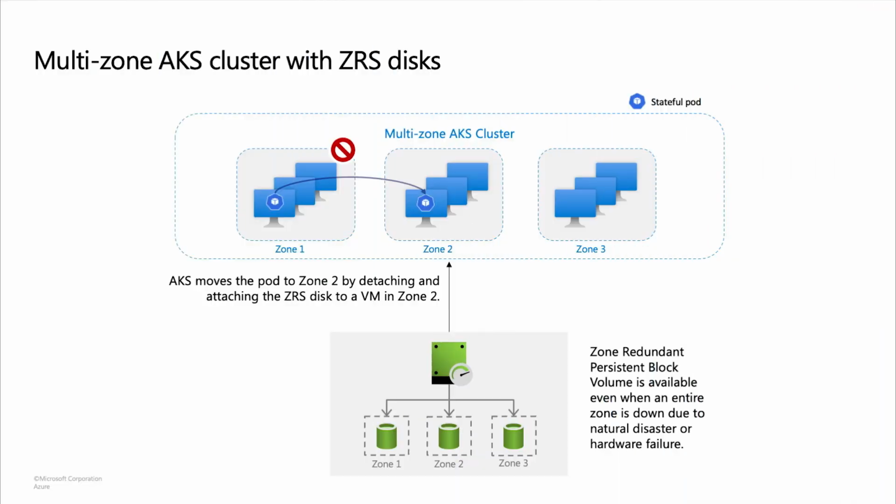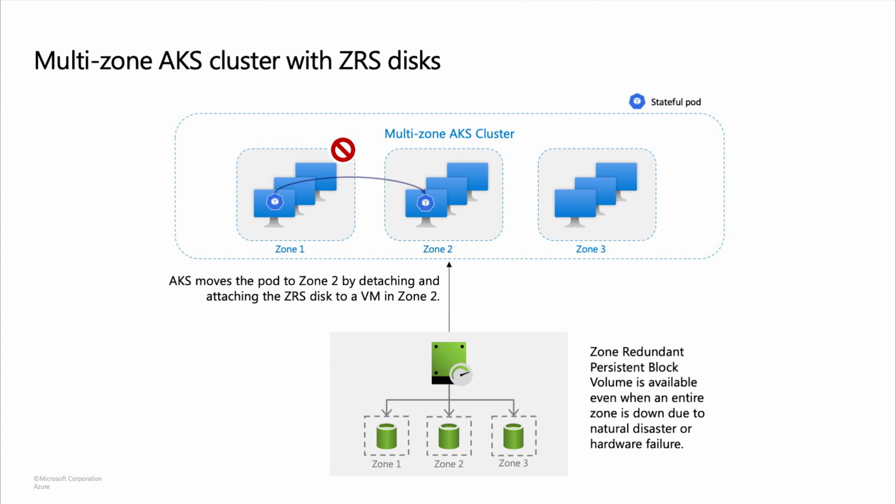Now let's look at other use cases of using ZRS disk. In this example, we'll look at how ZRS disk complements a multi-zone AKS cluster. In multi-zone AKS clusters, you can spread the VMs in different zones so that your application is not impacted when VMs in one zone go down, right?